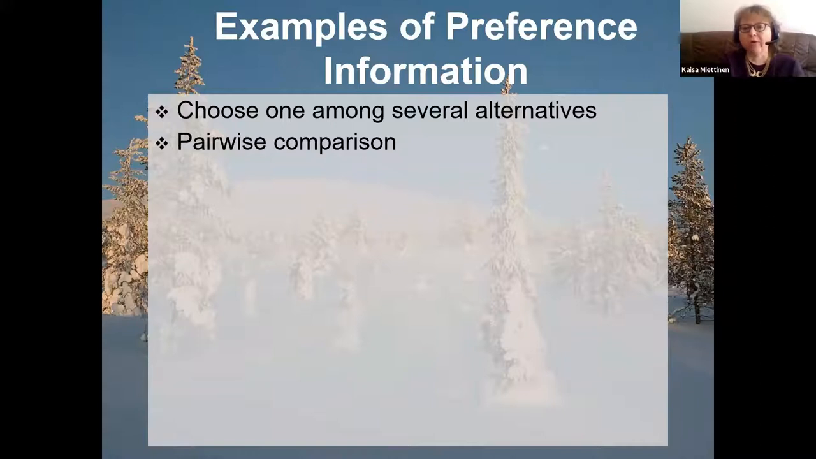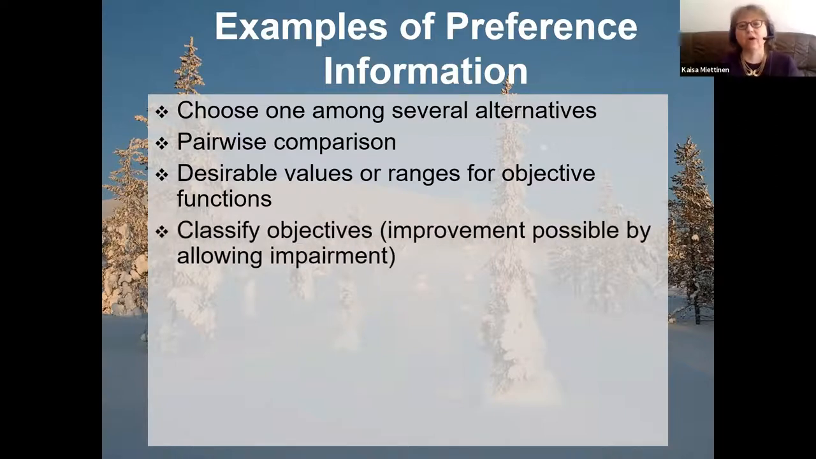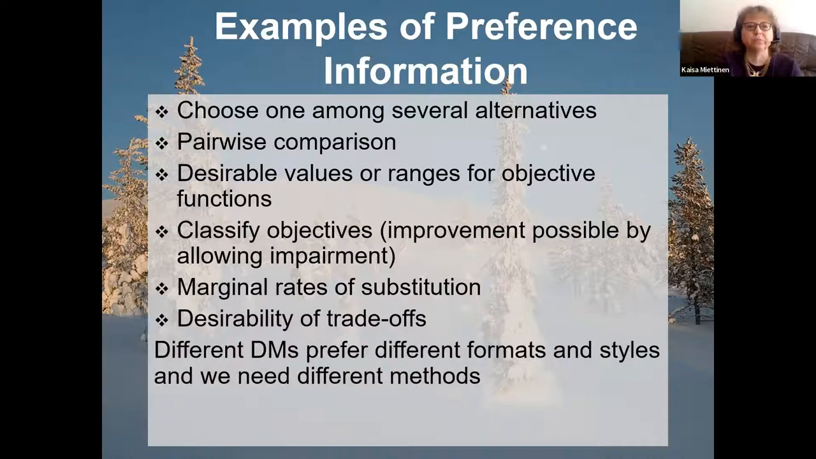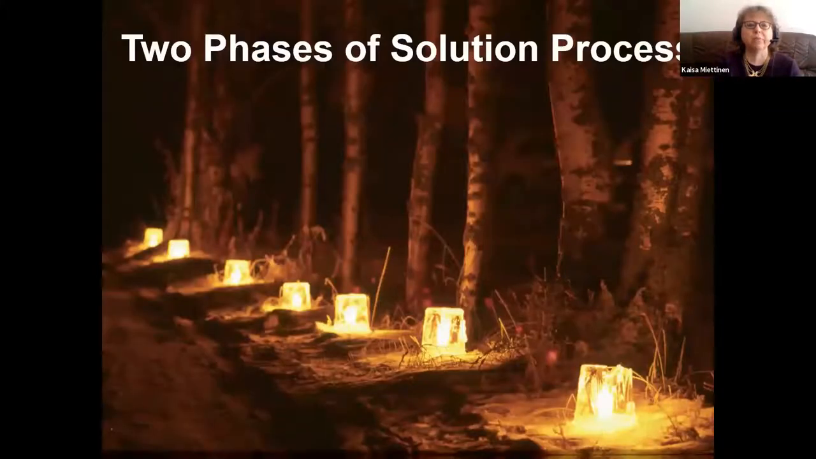We can have pairwise comparisons between different solution candidates. We can ask for desirable values for objective functions, or ranges for objective functions to focus on. We can classify objectives. I will say more about this soon. We can utilize marginal rates of substitution or desirability of trade-offs. There are many different options, as said. The choice depends on the preferences and the desires of the decision maker.